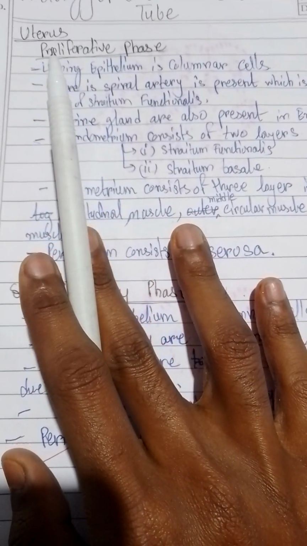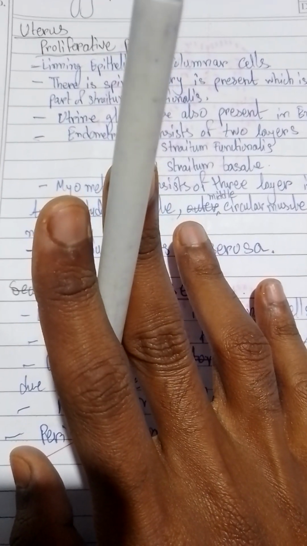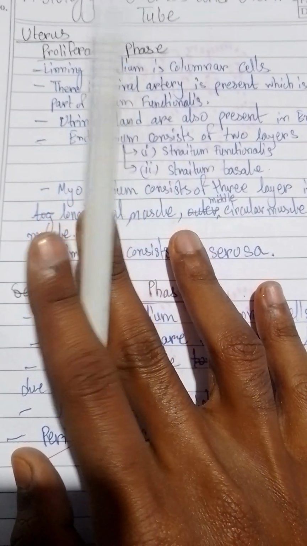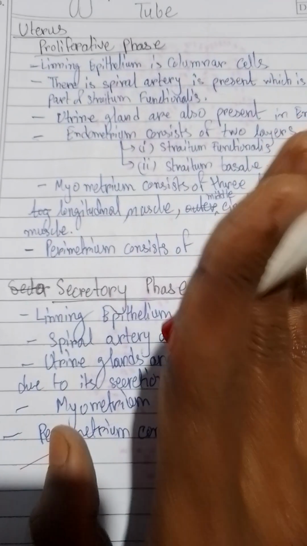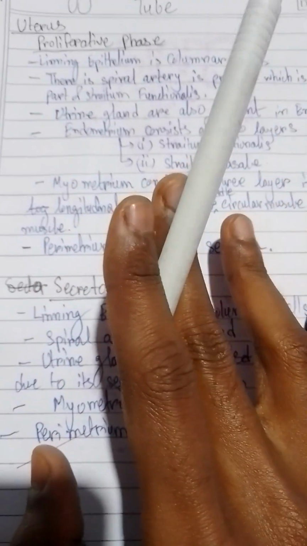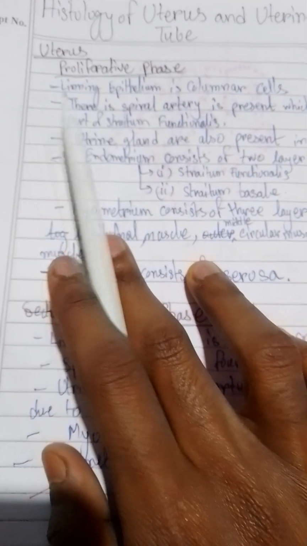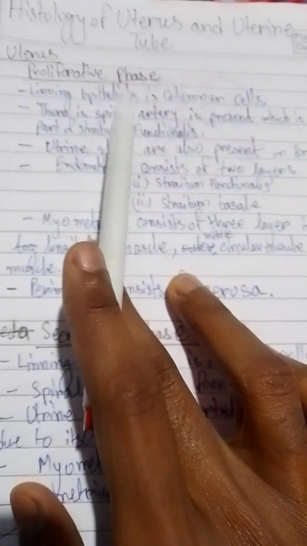The uterus is the female reproductive organ, and in the uterus there are various changes that take place during puberty. Various hormonal changes take place in the uterus. So first of all, I look at the proliferative phase of the uterus.